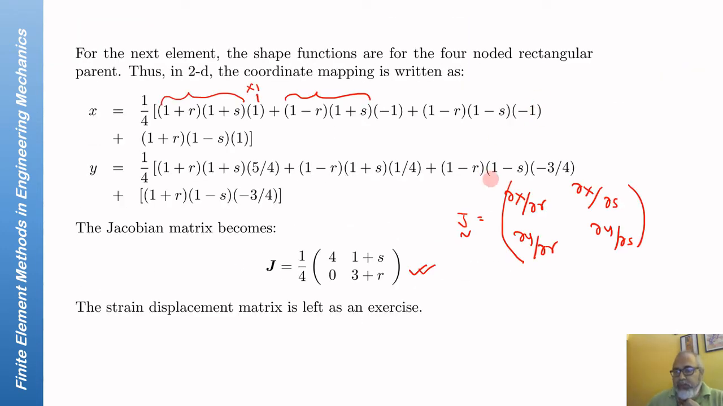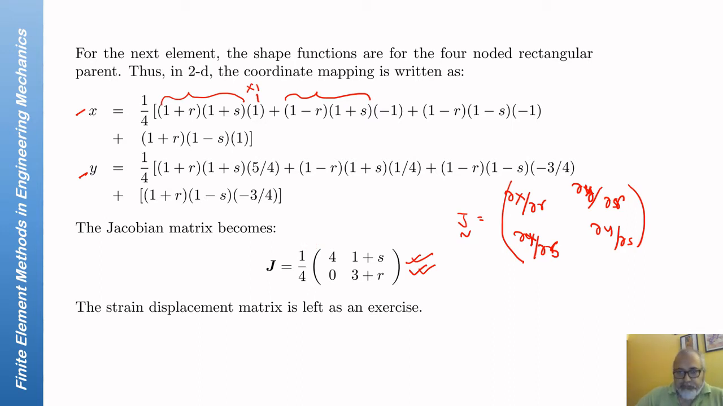Sorry, the Jacobian would be dx dr, dy dr, then dx ds, dy ds. This would be the Jacobian, and this Jacobian is calculated here. So from these two expressions, you can find the determinant of this, which will be a function of R and S, and you can find the strain displacement matrix in the way that I discussed in the lectures.